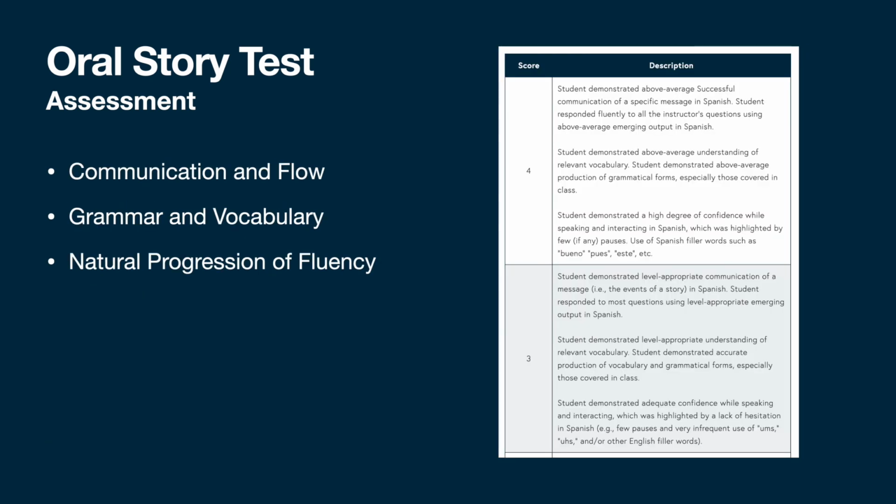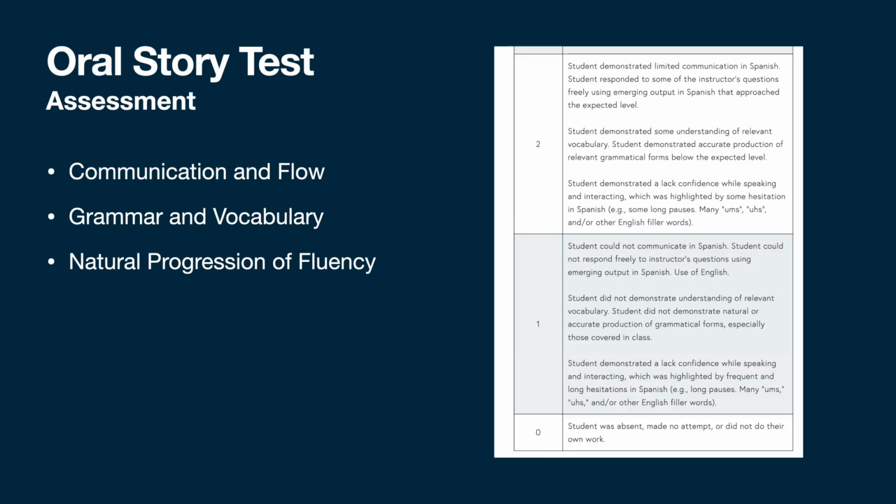It's graded by 3 main factors: communication and flow, grammar and vocabulary, natural progression of fluency. This rubric is on our lesson if you want to read it in more detail, but I break it down into 4 groups plus a 0. So 4, 3, 2, 1, 0.